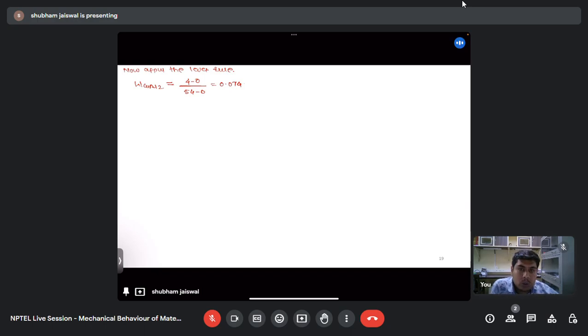Now you just need to convert it into the volume fraction. So volume of CuAl2 divided by total volume. So this is how you will get the volume fraction of CuAl2. So now, volume fraction of CuAl2 is equal to volume of CuAl2 divided by total volume.